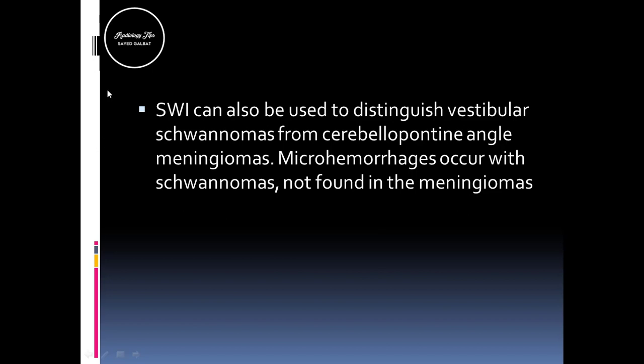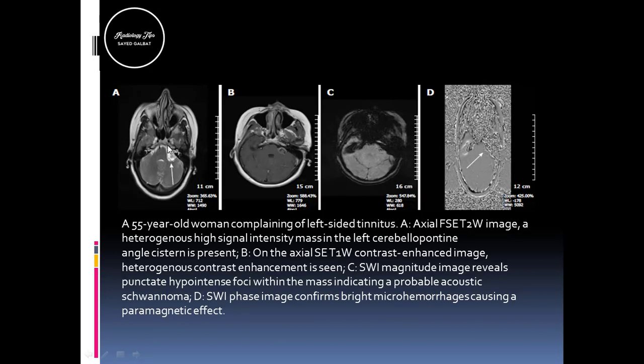SWI also can be used to distinguish vestibular schwannomas from cerebellopontine angle meningiomas. So microhemorrhages occur with schwannoma but not in meningioma. And look to this example. This is a space occupying lesion, extraaxial at the left CP angle. And this is the post-contrast study. Look to the SWI, you can identify small foci of microhemorrhages within. And it's bright also in phase images. And this is diagnostic of schwannoma.